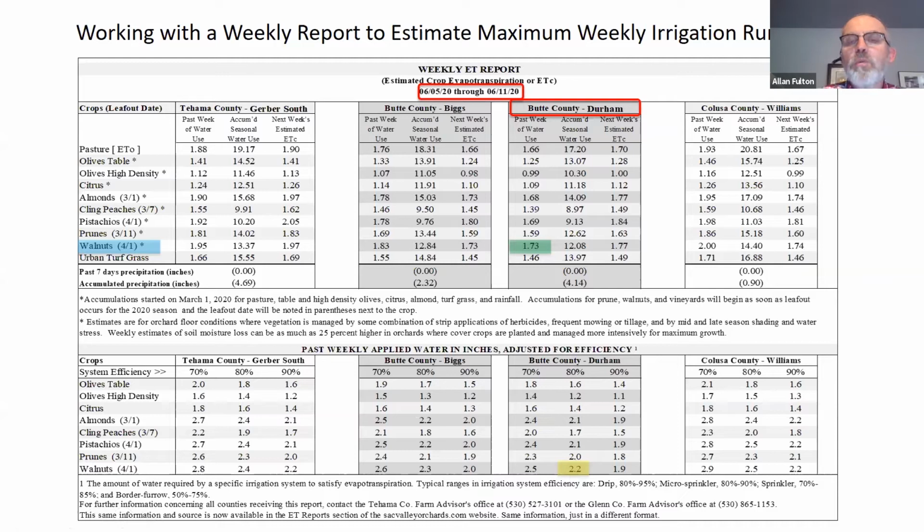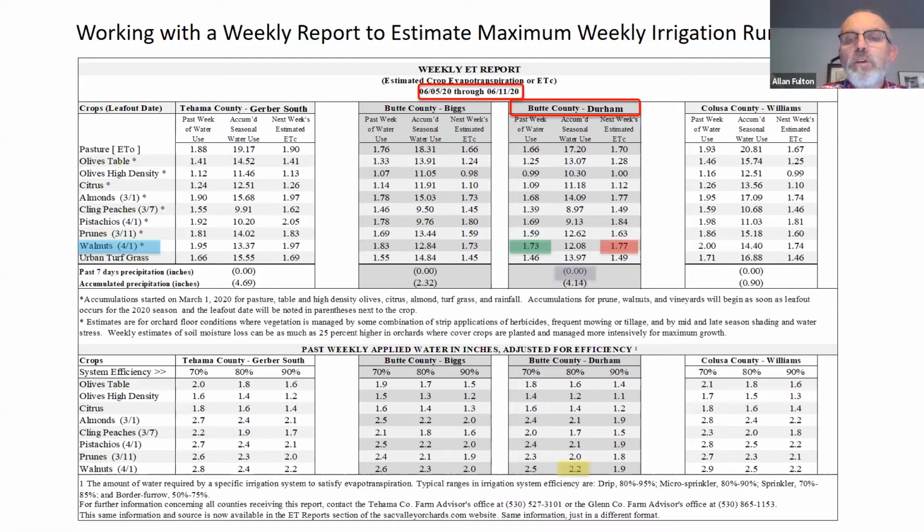So I'm going to be working with the idea that I want to know the maximum weekly run time to deliver 2.2 inches of water to replace the ET used in the past week. How many hours will it take to do that? There was no rainfall during this week, which is typical of this time of the year. And so there's nothing to subtract off there.